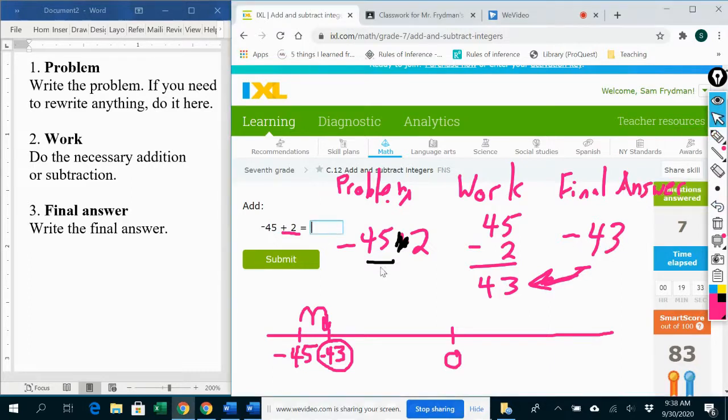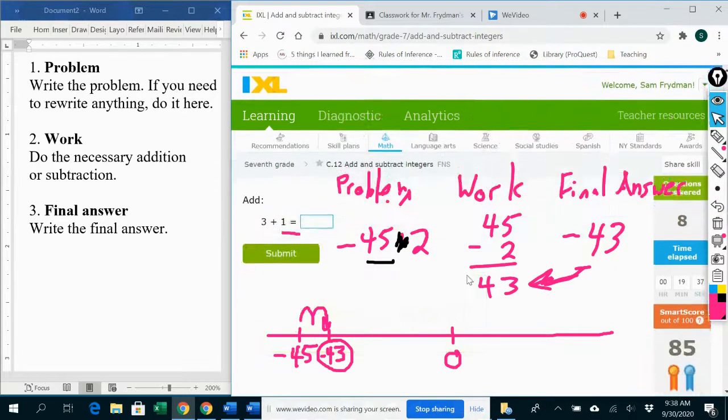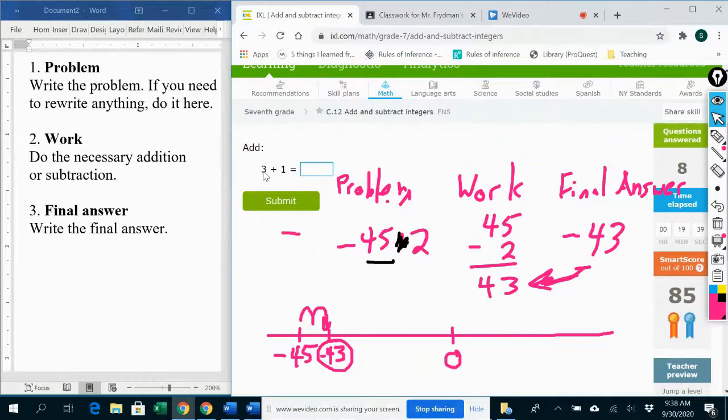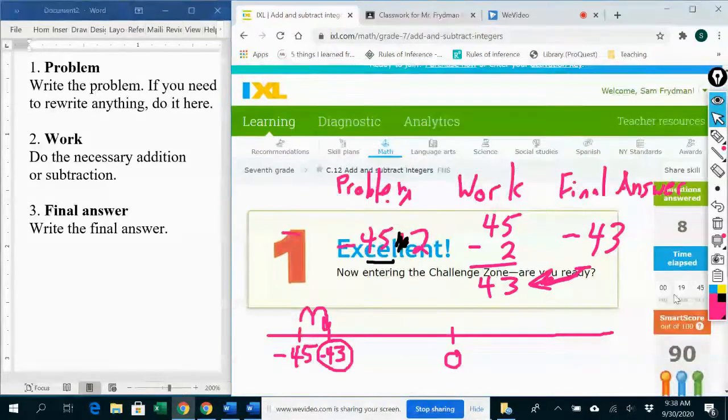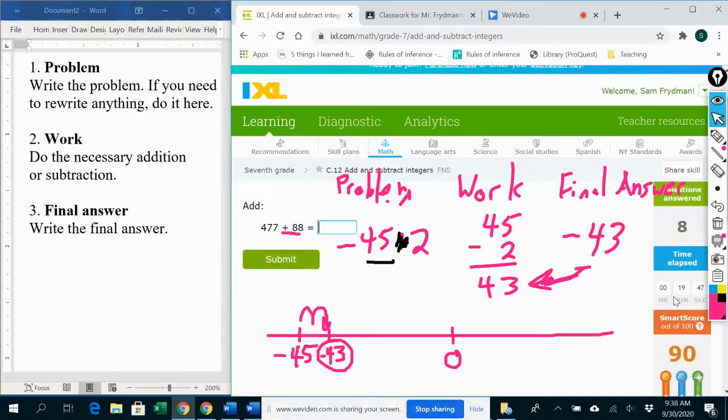And I'm probably, let's see, do I want to do any more questions? Because they're pretty much all the same. Are the questions in the challenge zone any different? No, not really, just bigger numbers, but it's the same idea for all of them. So I'm going to end the video there.